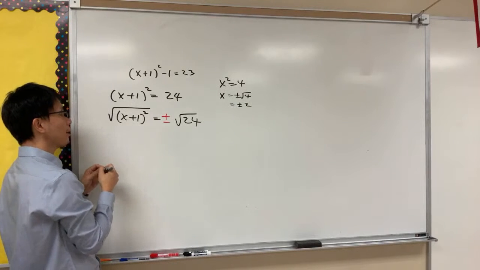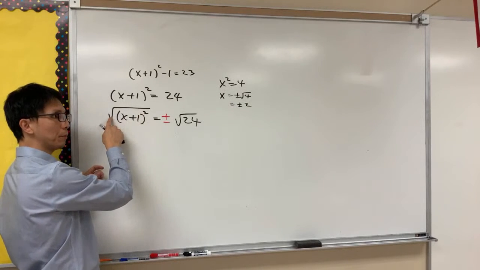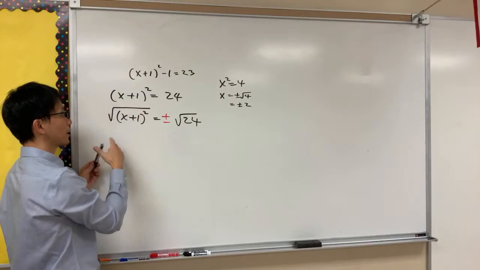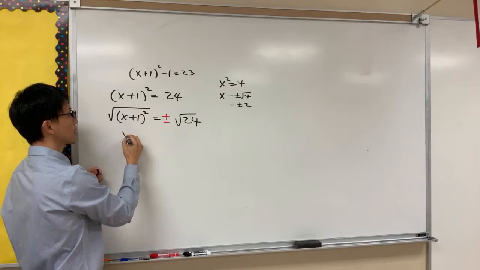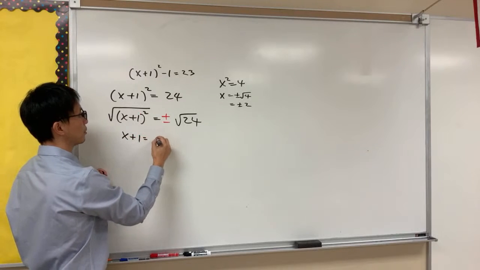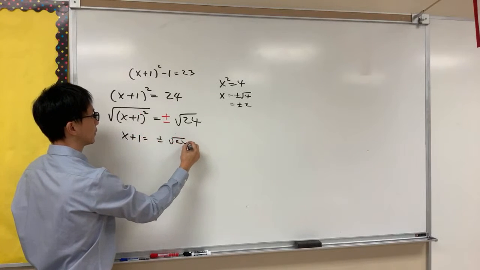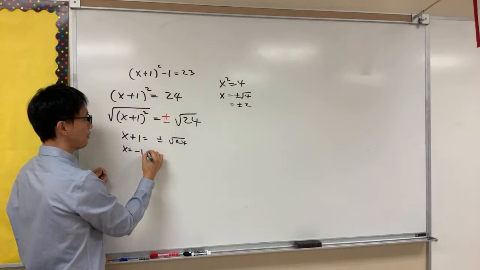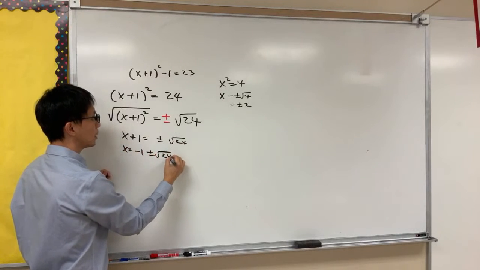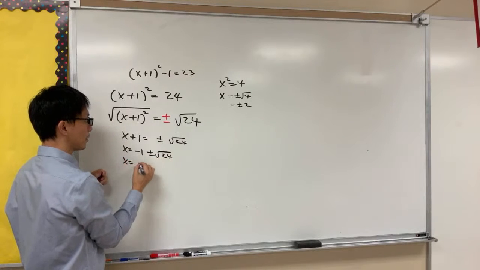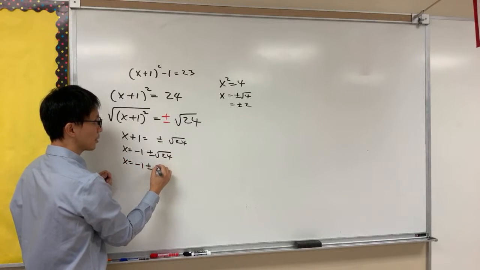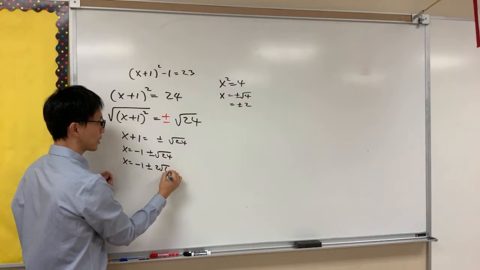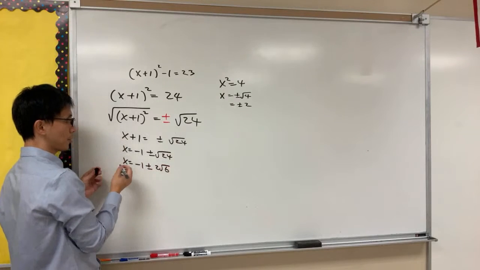And then you say, okay, well, square and square root, they're inverse to each other, so they cancel out each other nicely. So it'll be x + 1 is equal to plus minus square root of 24. Are we okay here? And then x is equal to negative 1 plus minus square root of 24. I can simplify that. It's negative 1 plus minus 2 square root of 6, I think. Yeah. So that's my final answer.